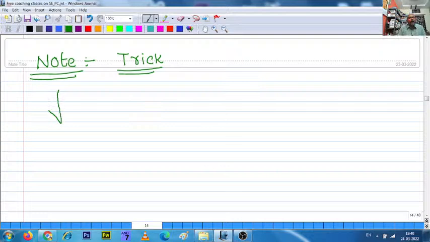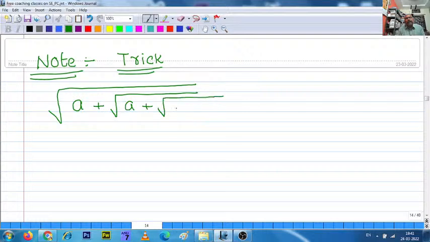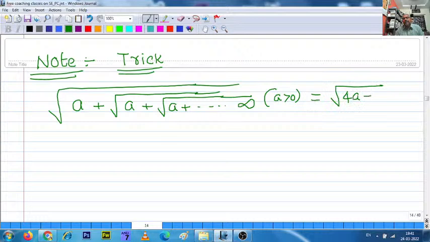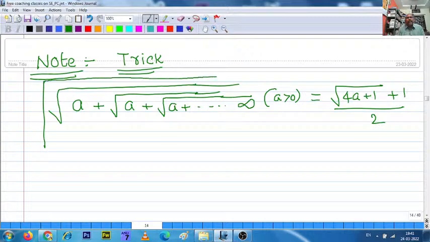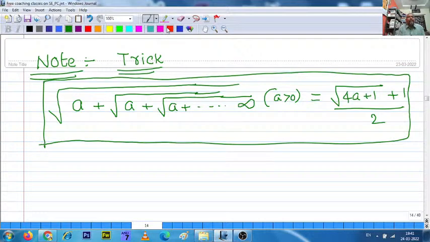That is, root of a plus root of a plus root of a and so on to infinity, where a greater than 0, equals root of 4a plus 1 divided by 2. Could you remember this formula? Yes, I will highlight it. So note down, a very important formula.